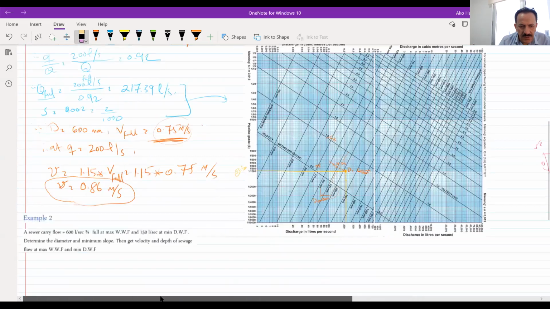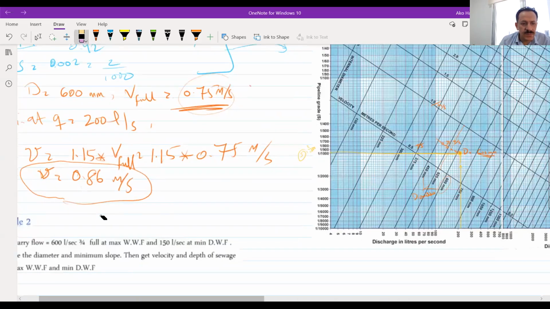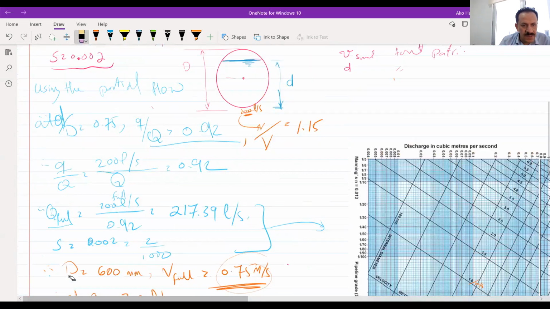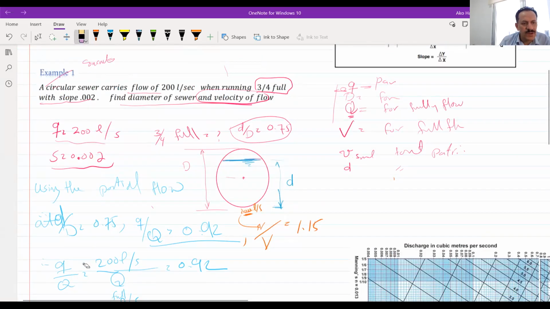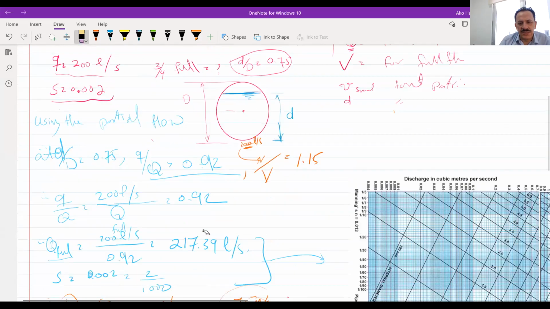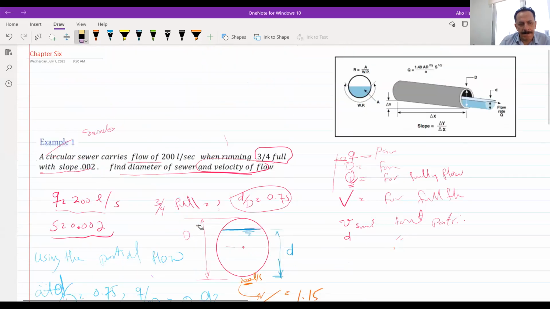Is that clear to you, please? It's very important, by the way. You will have something like that in the final exam. You have to be familiar with how to use these charts and the partial flow charts.